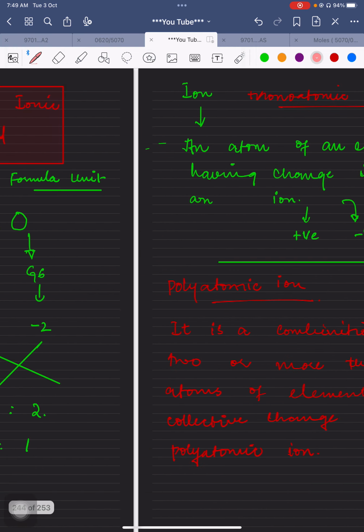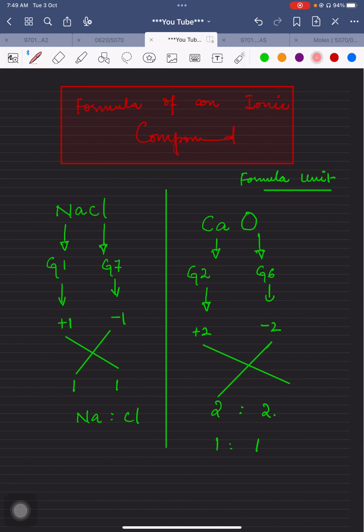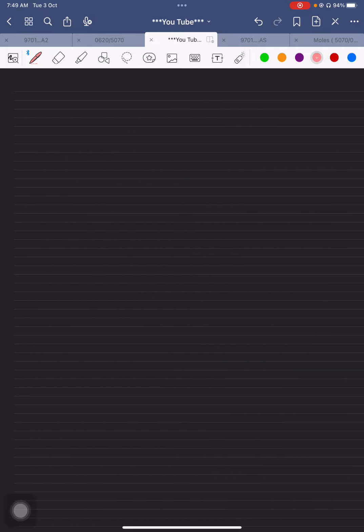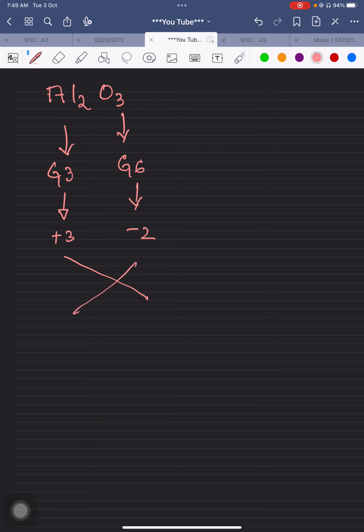Okay, so I'm giving you certain examples. All right, so we were practicing NaCl and CaO. Now after this information we are practicing further. For example, Al2O3. Aluminum is a part of group number 3. It has a charge of +3, whereas oxygen is a part of group number 6. It has a charge of -2. So it is cross multiplication and 2:3. So that's why the formula is Al2O3.